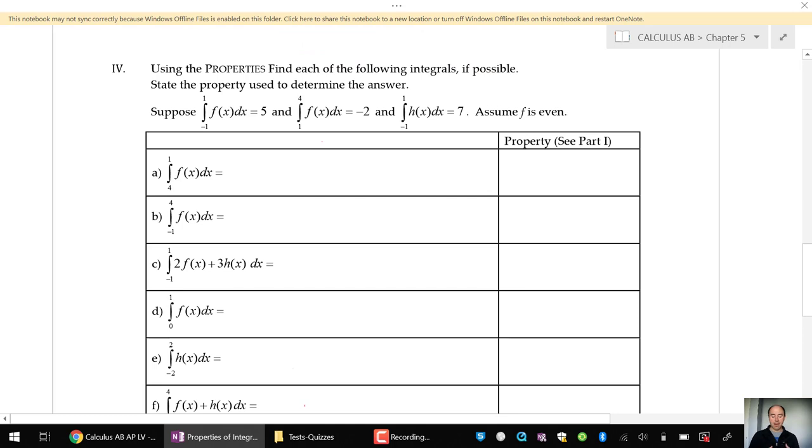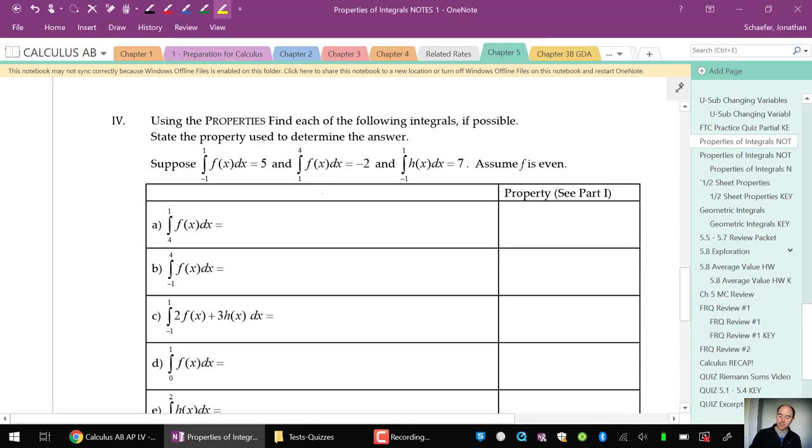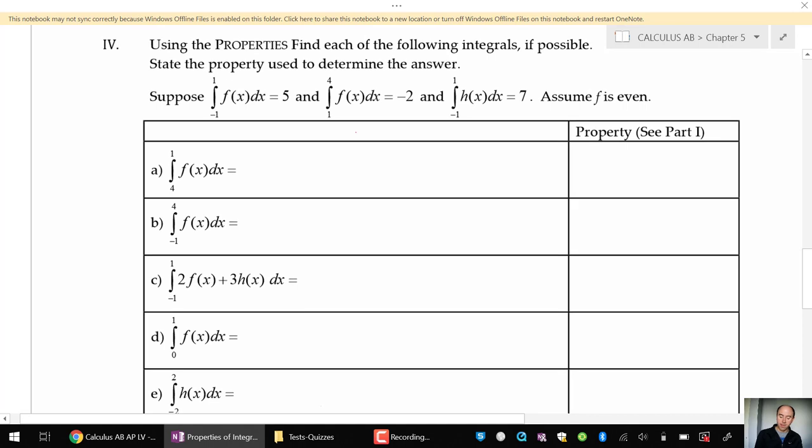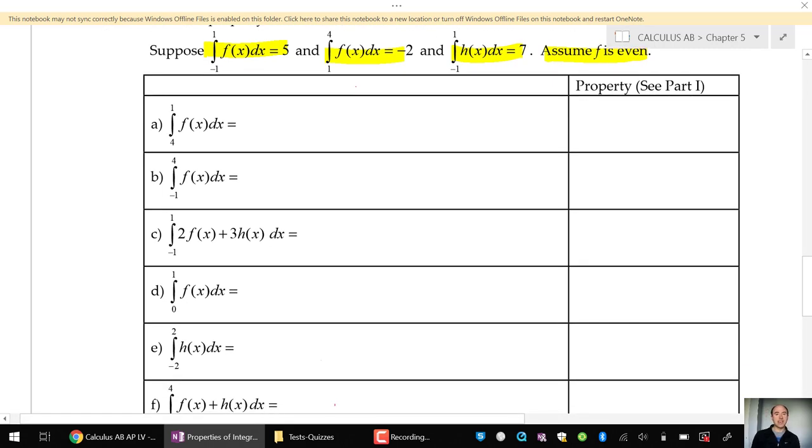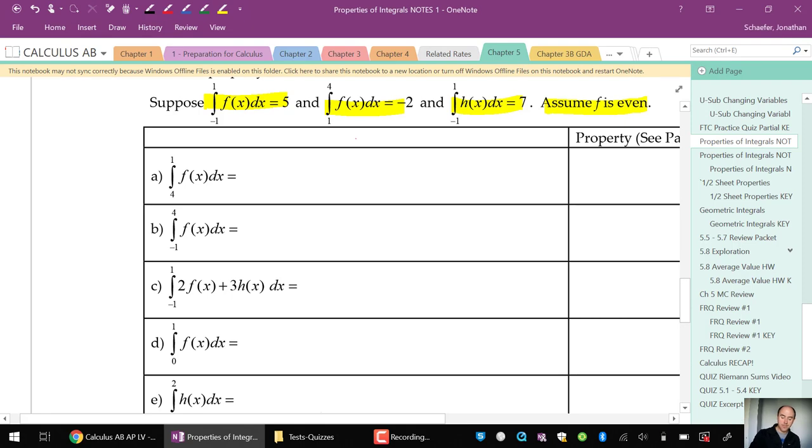Oftentimes with these properties, you're going to have a collection of given statements. So here are some examples where we're going to use properties to try to answer questions involving definite integrals. But they give us some given statements right here. And the given statements are telling us that the value of 1, 2, and 3 definite integrals are respectively 5, -2, and 7. And then one other piece of info here, assume that function f is even. So based on those 4 given statements, it's now our task to come up with the solutions, if possible, to the integrals that we see here listed. So let's give it a try.